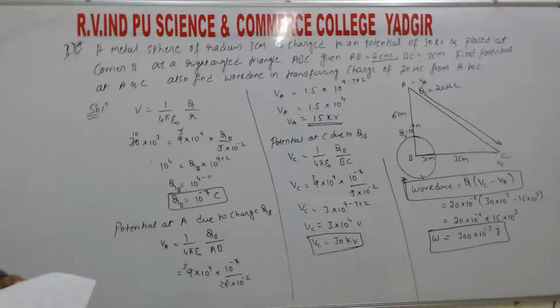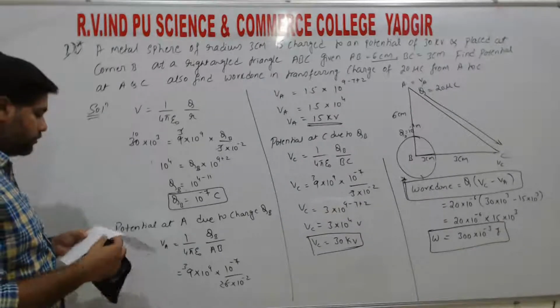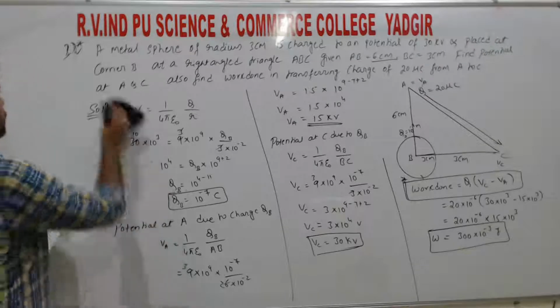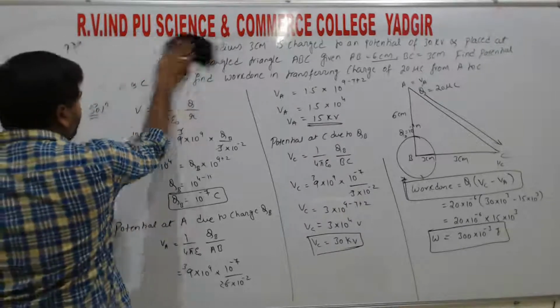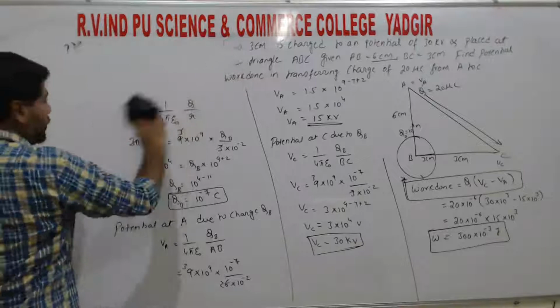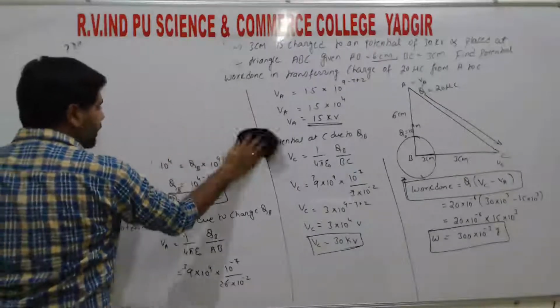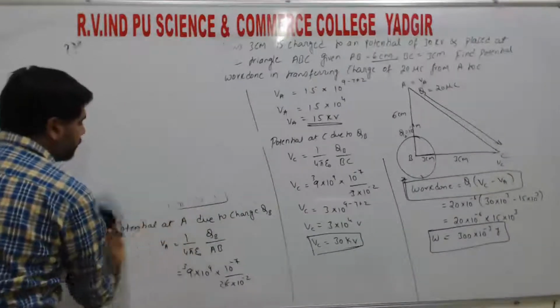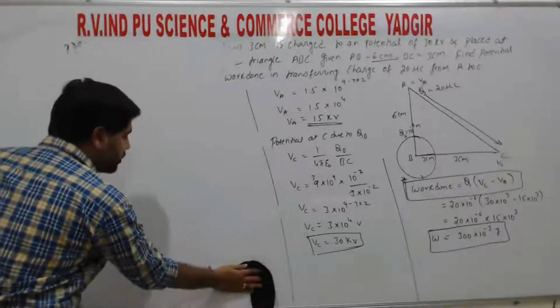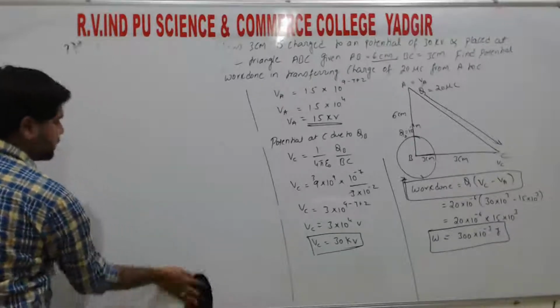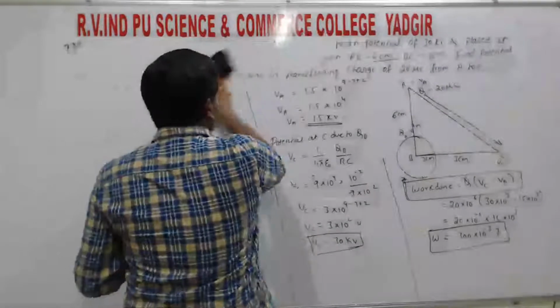So take the next problem. This one is a very important method. Several times repeated. Only the method is the same, but they change the numerical values. They change the charge values, but the method is the same. It has been repeated many times.